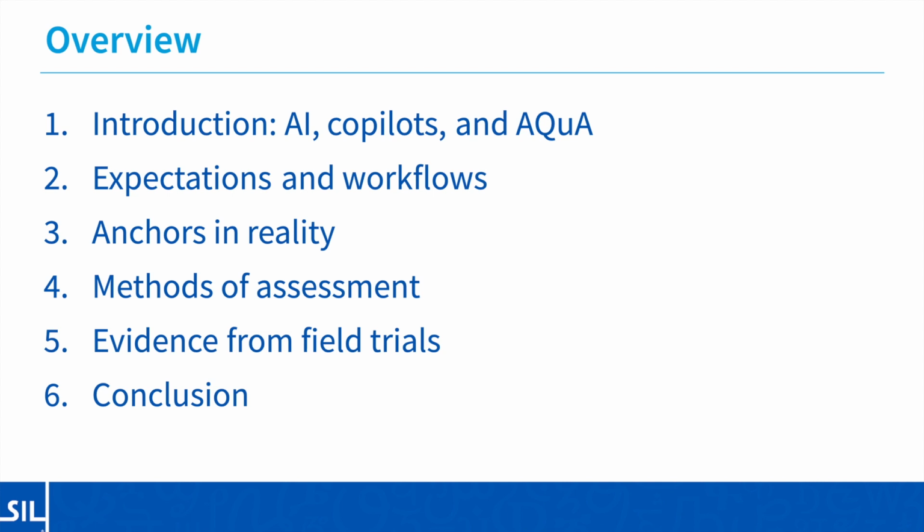First, I will define artificial intelligence, or AI, introduce the concept of AI as a co-pilot, and also introduce our augmented quality assessment tool, AQUA, which is an AI co-pilot for Bible translation quality checking. Then, I will go over appropriate expectations and workflows for AQUA. I will talk about how we are anchoring AQUA's quality assessments in reality. I will describe the qualities that AQUA measures and how it measures them. I'll briefly touch on the results from some of our AQUA field trials. And finally, I'll wrap up with some concluding thoughts.